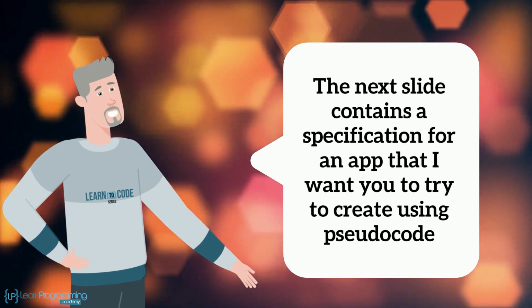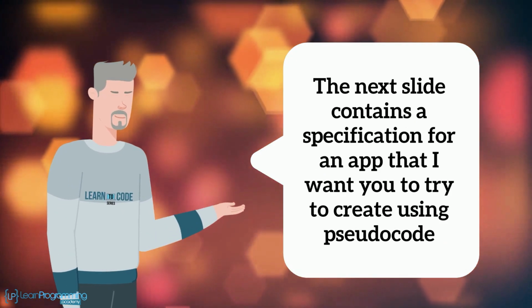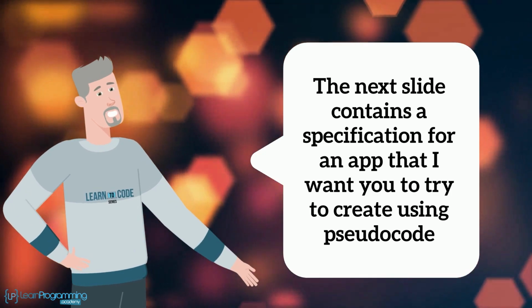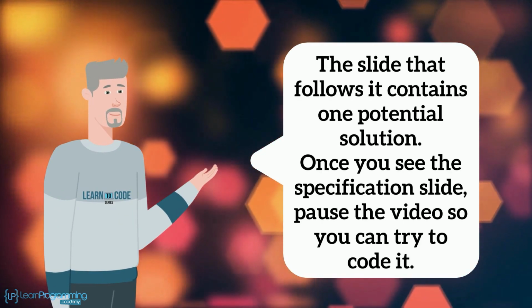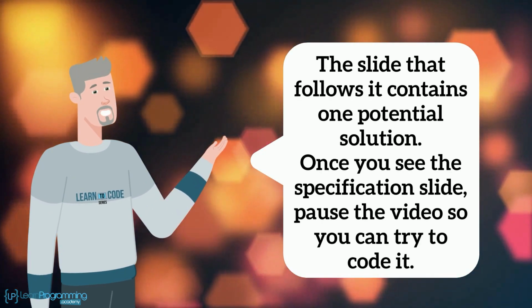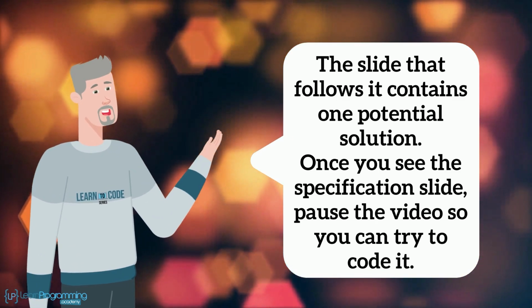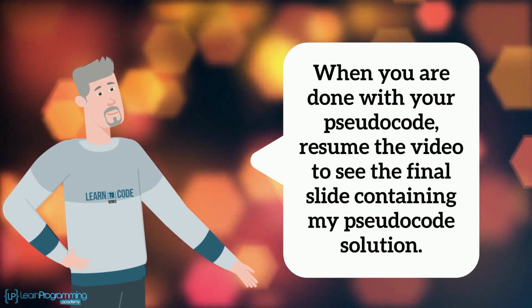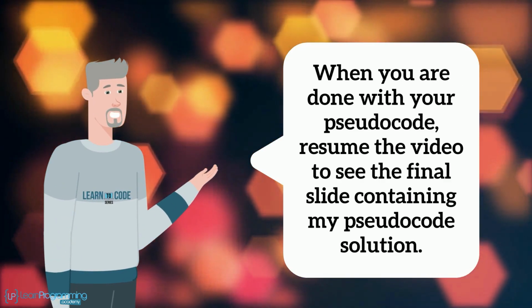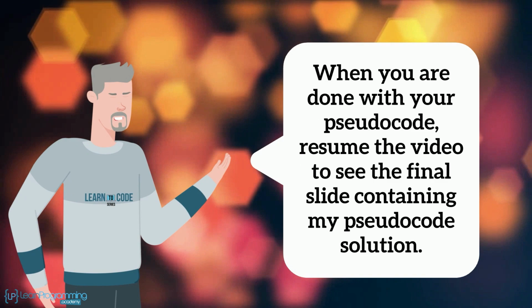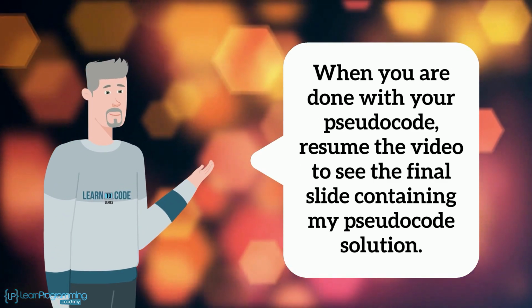The next slide contains a specification for an app that I want you to try to create using pseudocode. The slide that follows it contains one potential solution. So once you see the specification slide, pause the video so that you can try to code it. When you're done with your pseudocode, resume the video to see the final slide containing my pseudocode solution. Alright, so here we go.